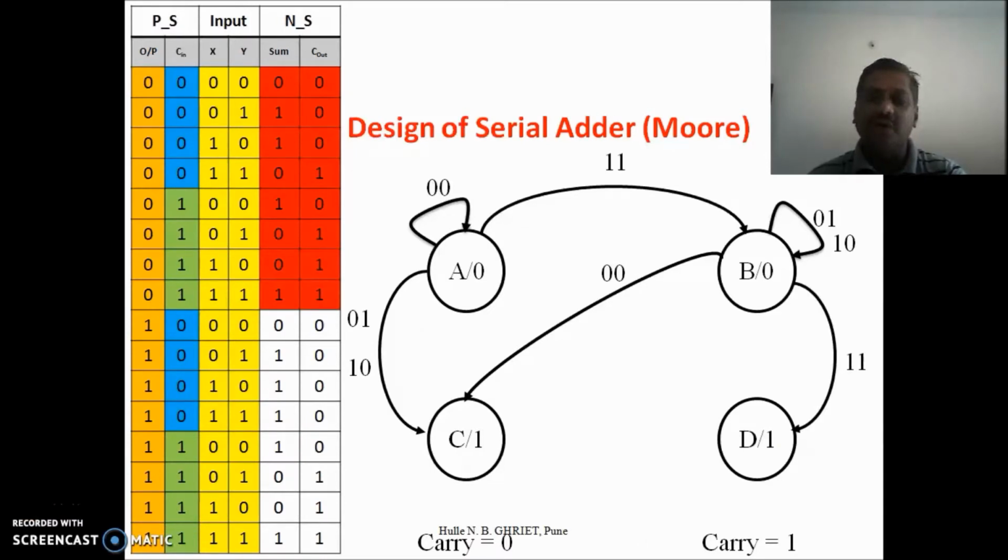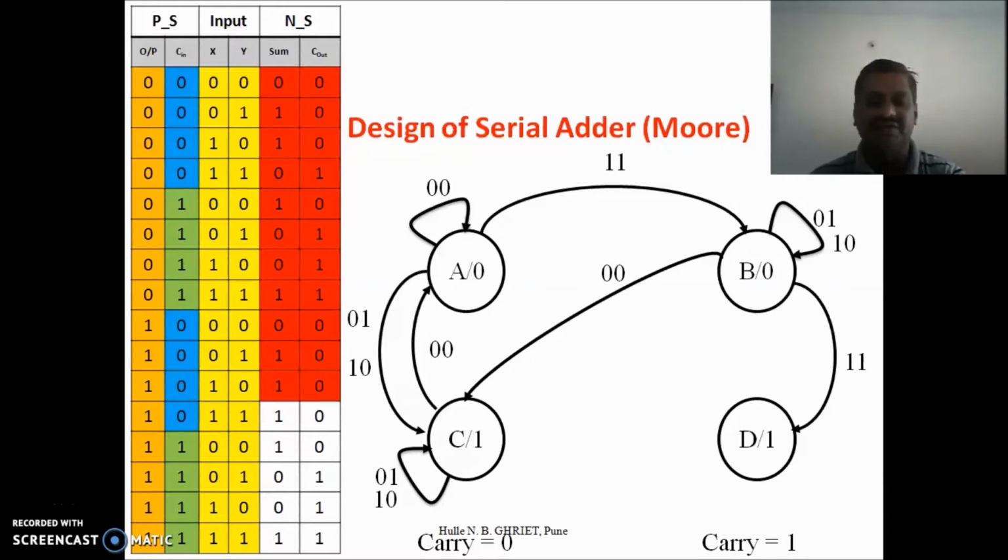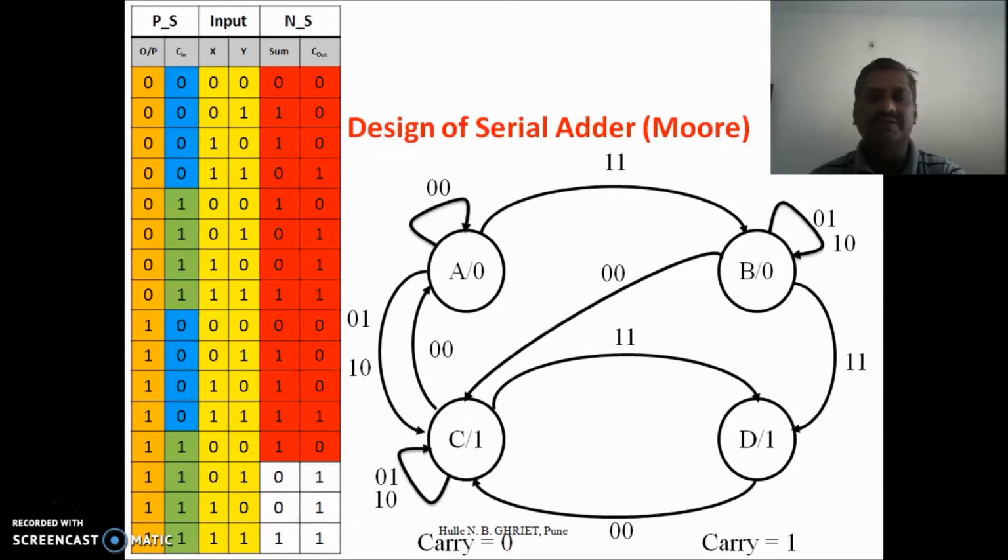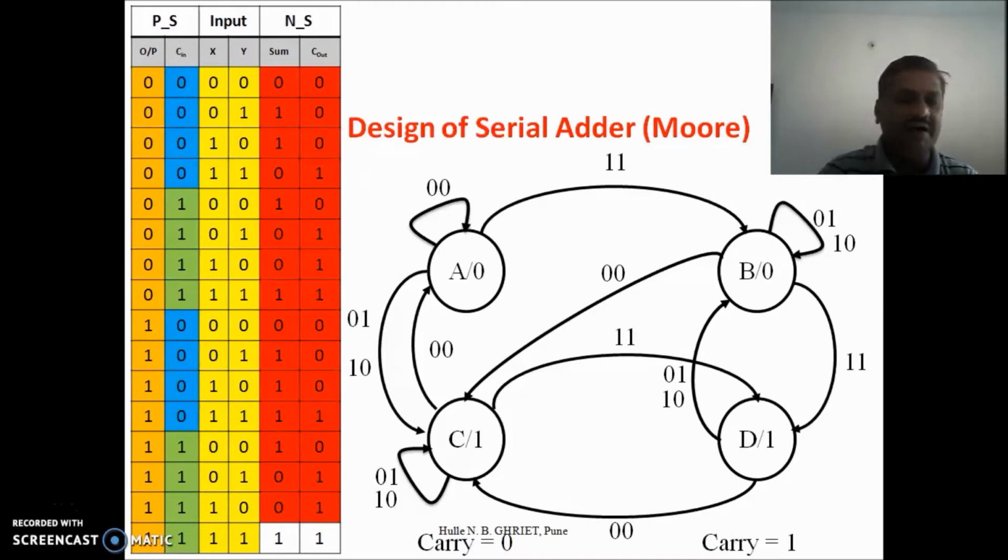In this way, for each possible state, we are able to calculate its next state, and we are able to complete the state diagram. Finally, whenever we are in 1 1, that is nothing but state D. In state D, inputs are 1 1. We are interested in carry only. In state D, what is the carry status? In state D, the carry is 1.